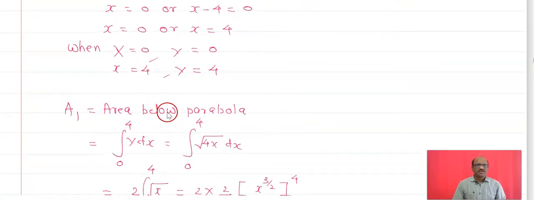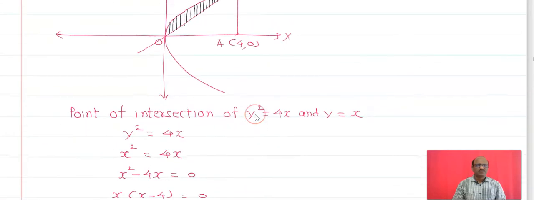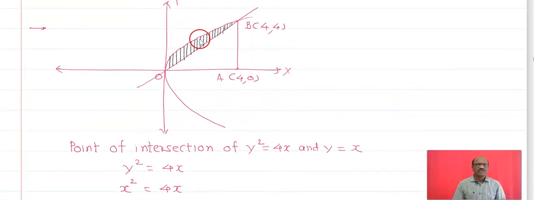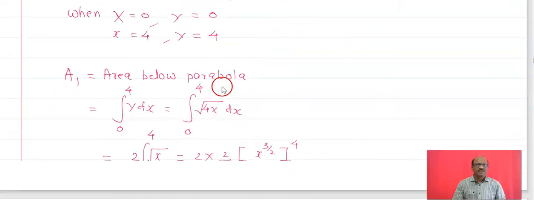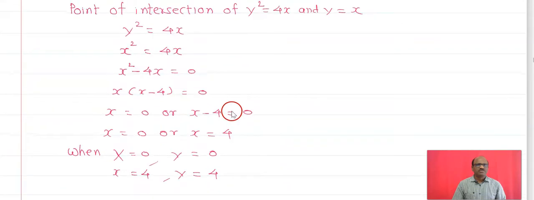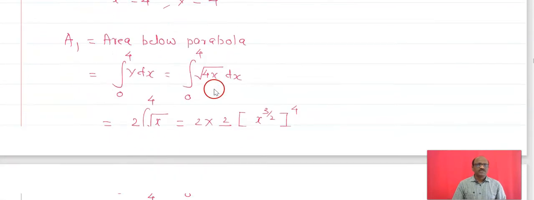Now the area A1, the area below the parabola. First we will find out the area below the parabola, then the area below the line. Therefore, the area below the parabola is the integral from 0 to 4 of y dx. What is the value of y? We have y square is equal to 4x, therefore y is equal to root of 4x, that is 2 root x. What is the integral of root x?